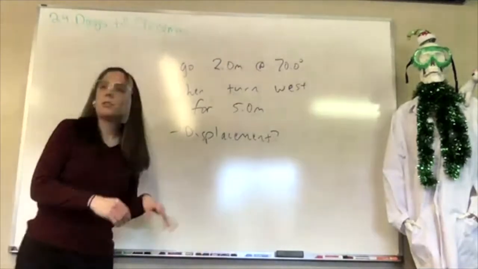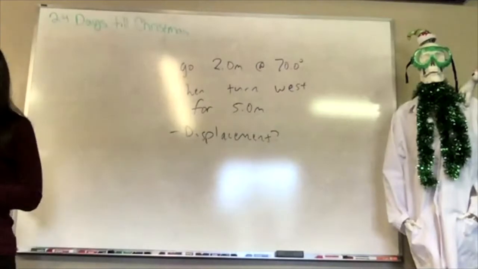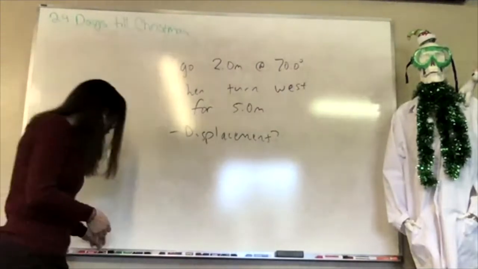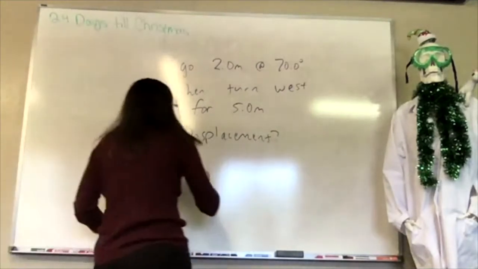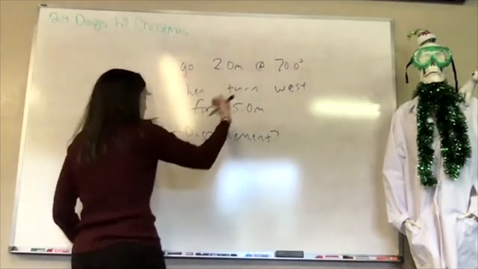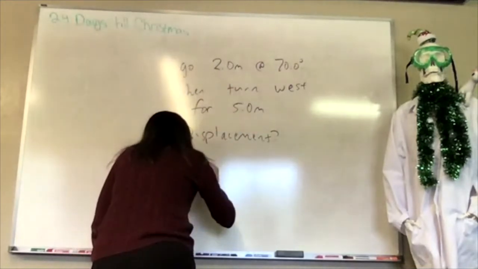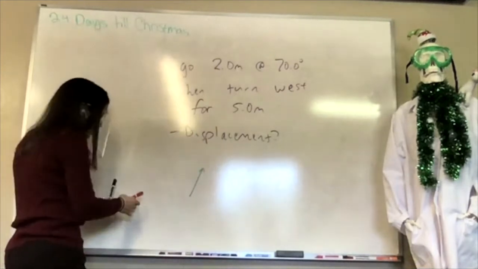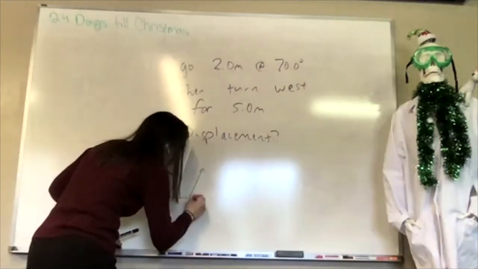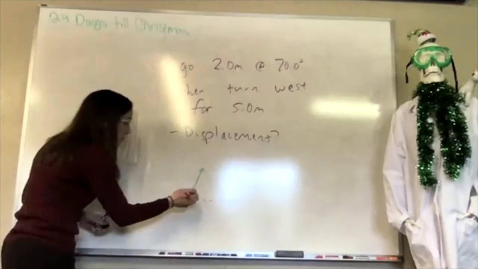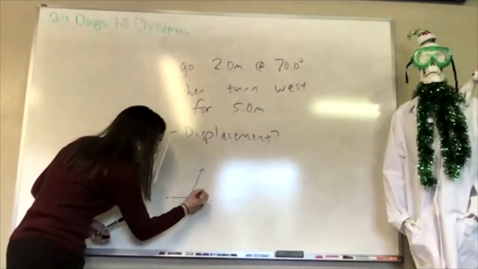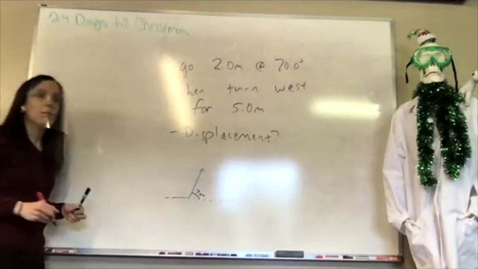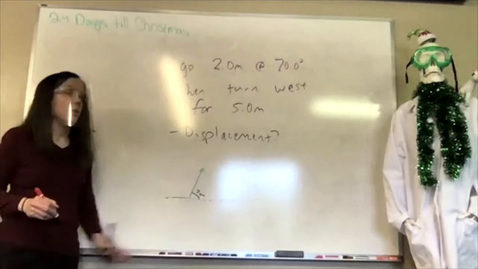So it always helps to draw the situation, so we'll start with that. You go 2 meters at 70 degrees, so that's about right here. The angle you want to make would always be if you were to have a horizontal line on the x-axis, and that would be your angle, 70 degrees, from the x-axis to the green vector.